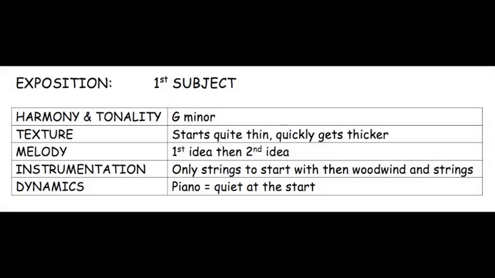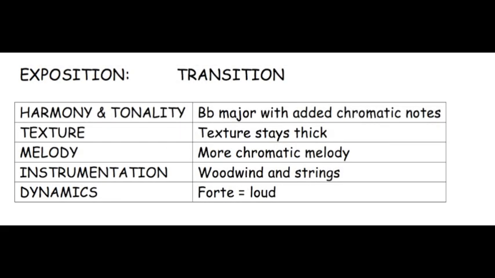So now let's look at each section of that first A section, the exposition, in more detail. First we have the first subject. It's in G minor. The texture starts quite thin and quickly gets thicker. We hear the first idea melody, then the second idea melody, and only the strings start with woodwind coming in later. And as we said, it's an unusually quiet start to the first movement of a symphony, being piano or soft. Now let's look at the next section in the exposition, the transition.